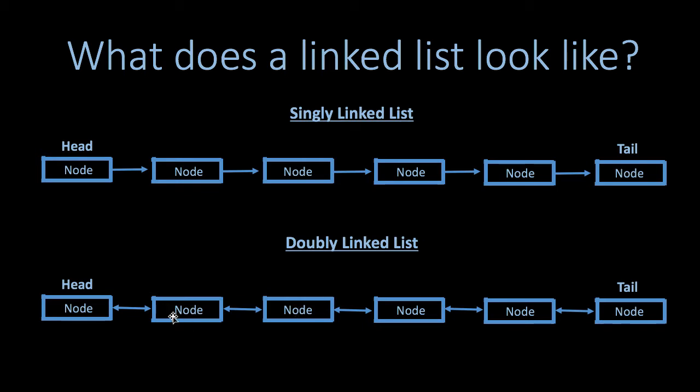From this node, you can access the one before and the one after, whereas with a singly linked list, it's a one-way street. This node has no idea how to access the node before it. So you can only start at the head here and move to the tail, whereas with a doubly linked list, you can move in both directions.